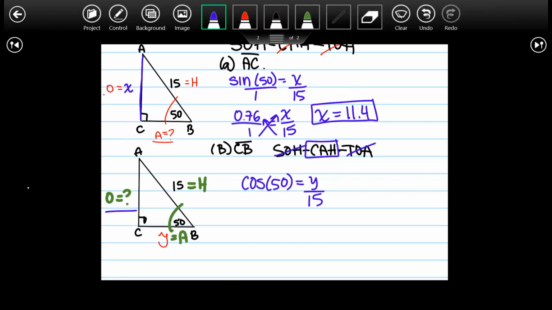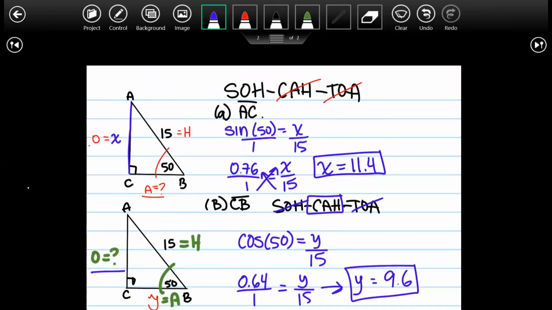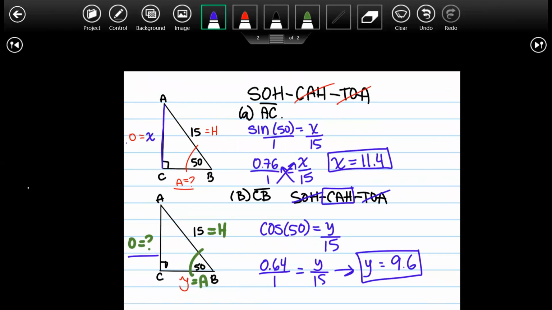So again, this one looks nice. We're going to simplify this out. Cosine of 50 is going to be 0.64 over 1. Y is equal to 0.64 times 15. Do not trust you guys anymore. You have led me astray. So those are the two lengths that we can solve for.